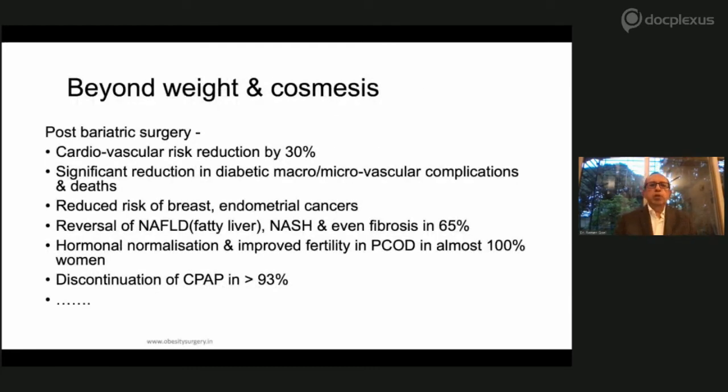So, beyond diabetes, let me tell you, bariatric surgery reduces cardiovascular risk by 30%. We have already discussed diabetes complications. It reduces risk of breast and endometrial cancers. It reverses fatty liver, NAFLD and NASH, and even fibrosis in 65% of patients. In women with PCOD, the hormones normalize and fertility improves in almost 100% of patients. Those who are on CPAP for sleep apnea are off CPAP in almost 93% of patients.